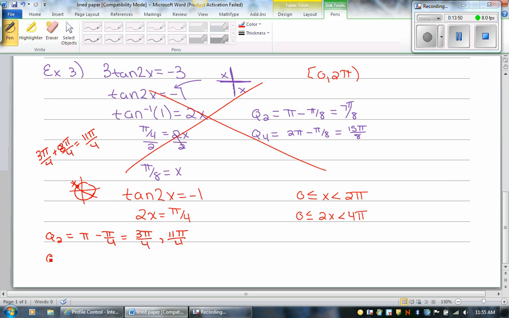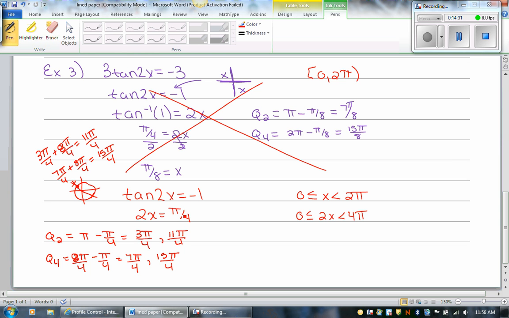Okay. Quadrant 4, we're going to do 2 pi minus pi over 4, or 8 pi over 4 minus pi over 4, which gives me 7 pi over 4. And again, I need to add a full rotation to get the angle when we're going from 0 to 4 pi. So plus 2 pi, or 8 pi over 4, and this gives me 15 pi over 4. Okay, so now we have 4 possible solutions for when 2x equals pi over 4.